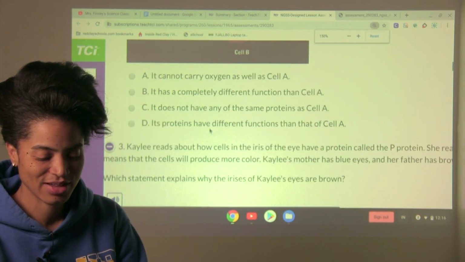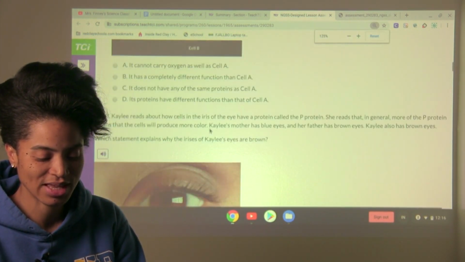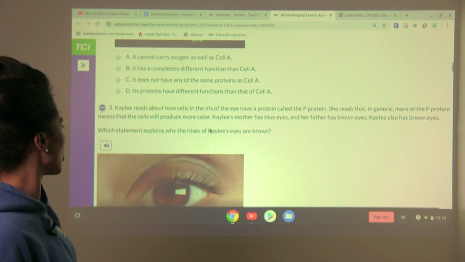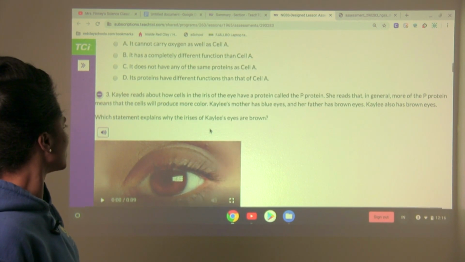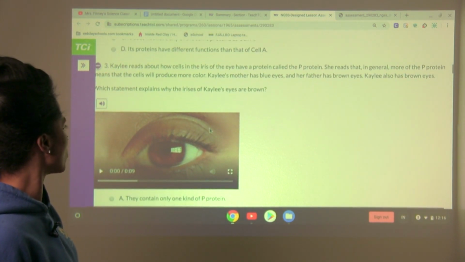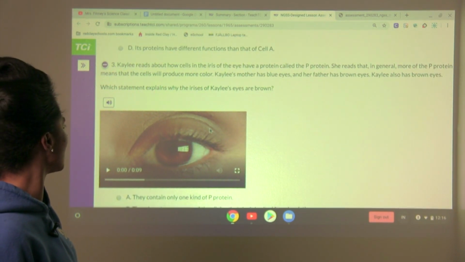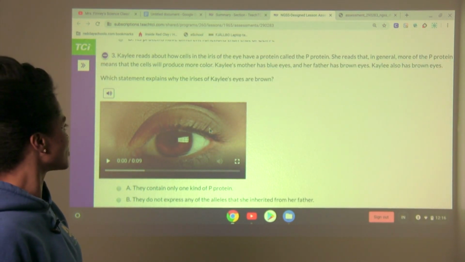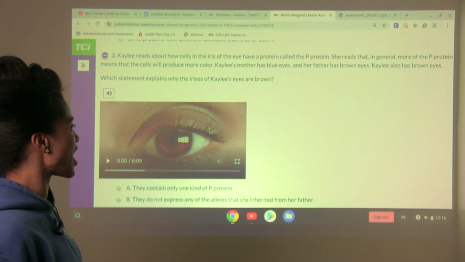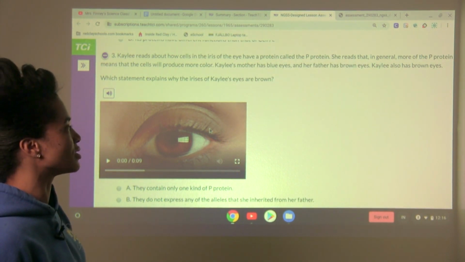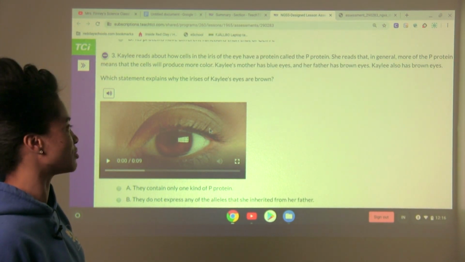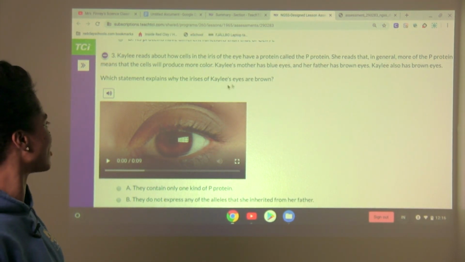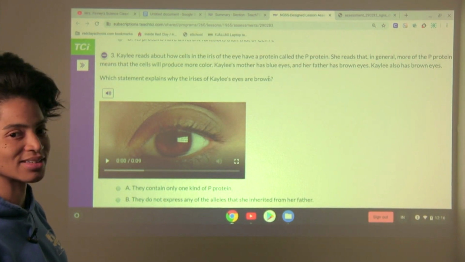Kaylee reads about how cells in the iris of the eye have a protein called the P protein. She reads that in general, more of the P protein means that the cells will produce more color. Kaylee's mother has blue eyes and her father has brown eyes. Kaylee also has brown eyes. Which statement explains why the irises of Kaylee's eyes are brown?